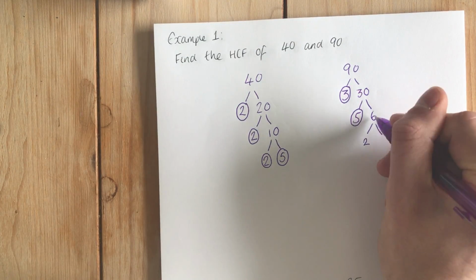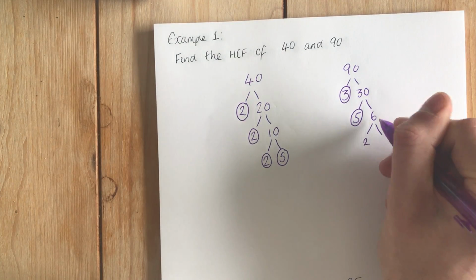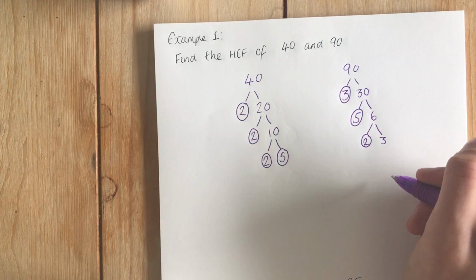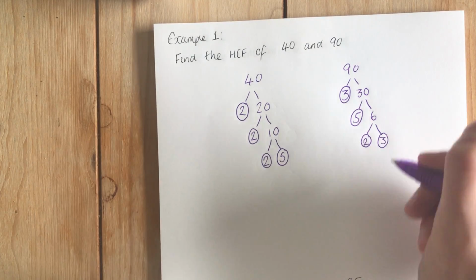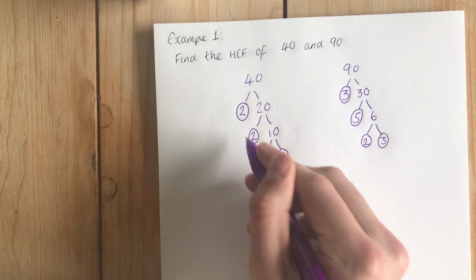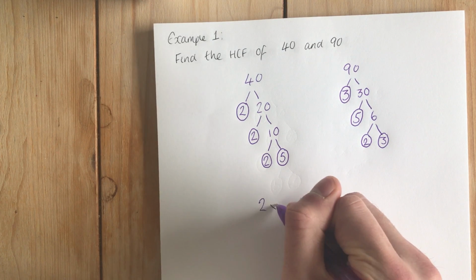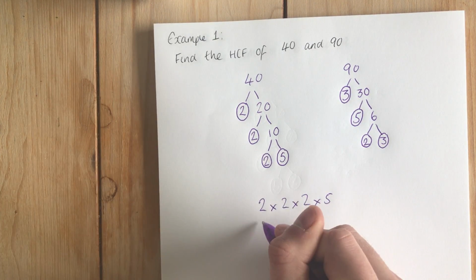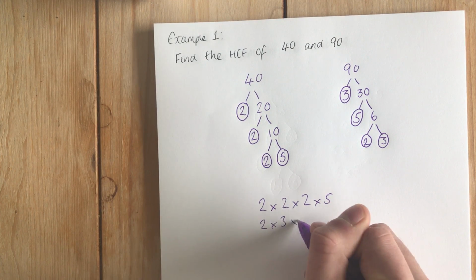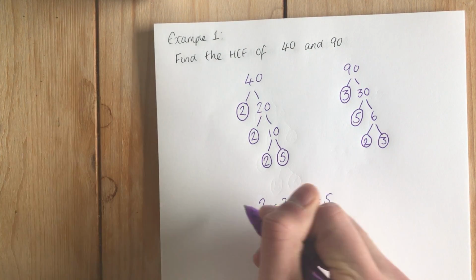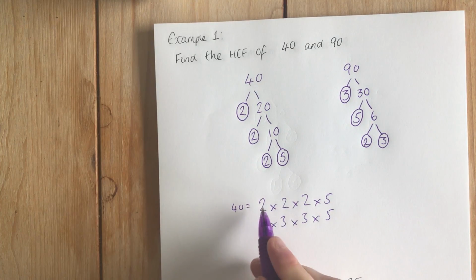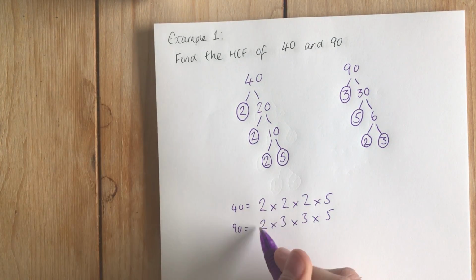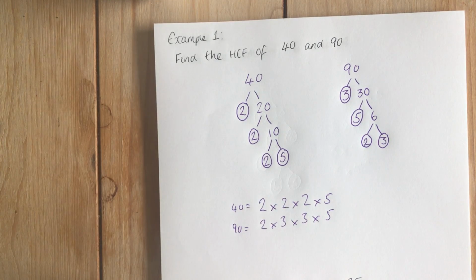I know that 2 goes into 6, and it goes into 6 3 times. 2 is prime, so I circle it. 3 is also prime, so I circle that. Now, I express each number as a product of primes. I can see that 40 is 2 times 2 times 2 times 5. I can see that 90 is 2 times 3 times 3 times 5.